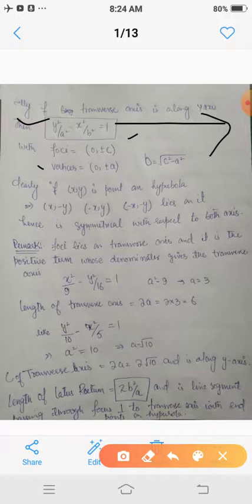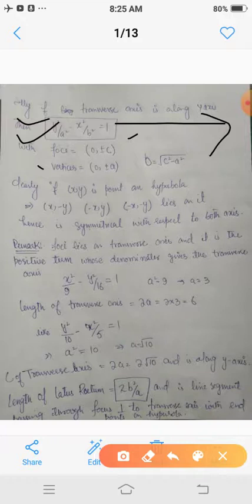Here we have two equations. One, x square upon a square minus y square upon b square equals 1, implies that its transverse line lies on the x-axis. Similarly, here y square upon a square minus x square upon b square equals 1 is the hyperbola whose transverse line lies on the y-axis. This means that the coefficient of y square is positive here, so its transverse line lies on the y-axis.